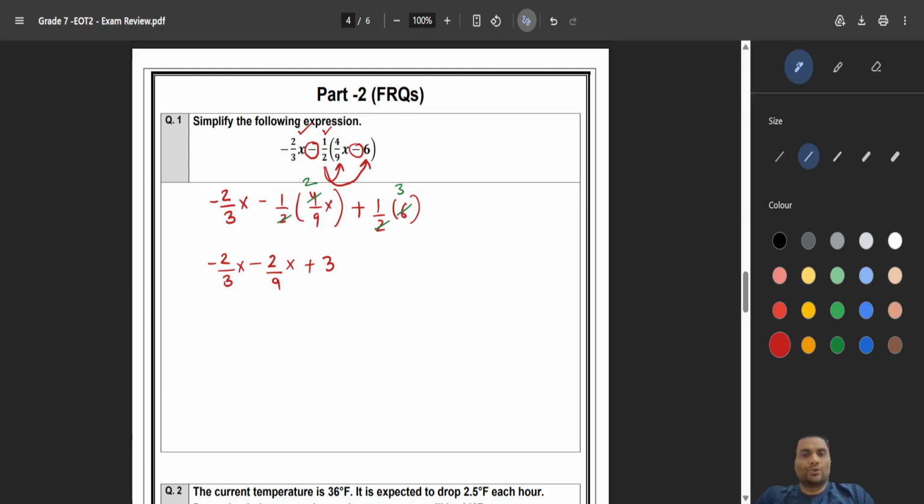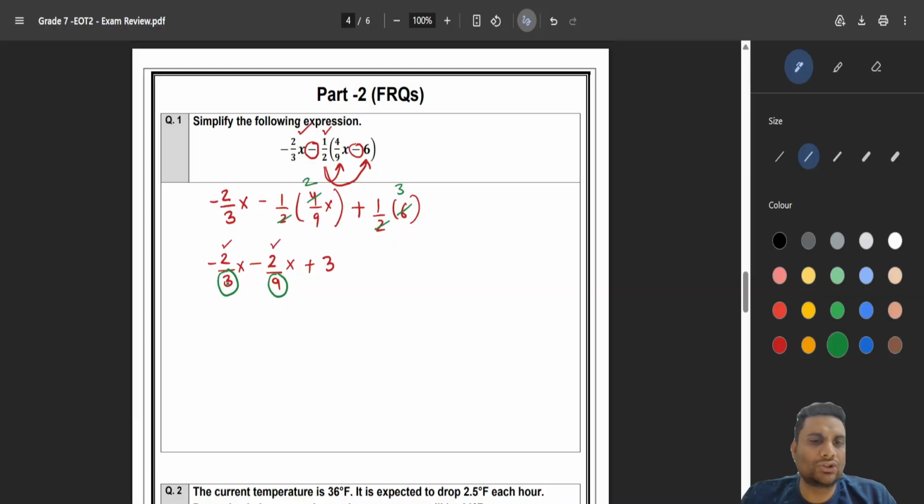Now I told you, whenever we are simplifying the expression, we solve the x with the x, number with the number. Now because there is only one number, we don't have to solve it, we only have to solve the x. Now here I have two fractions, minus 2 over 3 and minus 2 over 9. So whenever you are adding or subtracting the fraction, the denominator should be same. Denominator, that is, this down number should be same.